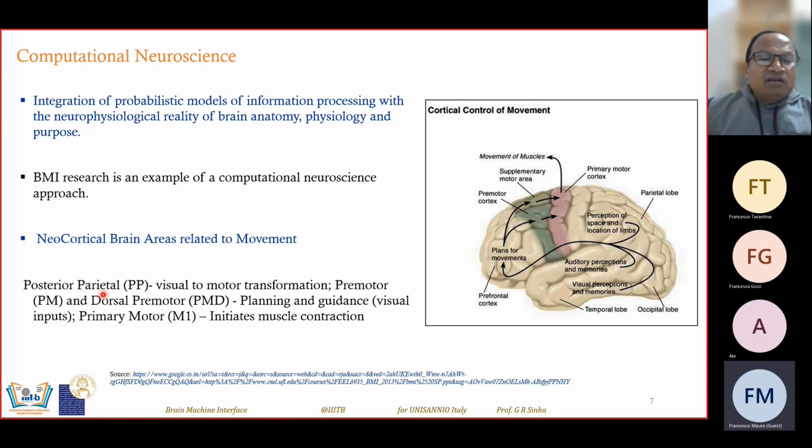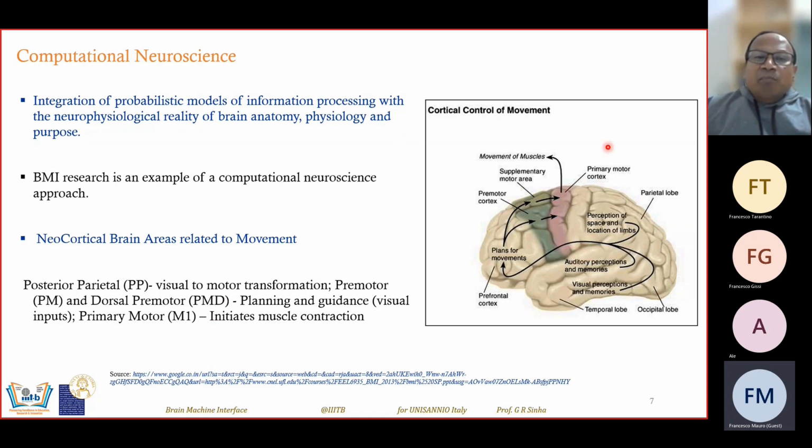The posterior parietal means this particular is the description of the different areas which are highlighted in the picture, like primary motor, PMD is planning and guidance. This is based on visual input. Where is the visual input? It is in the occipital lobe.